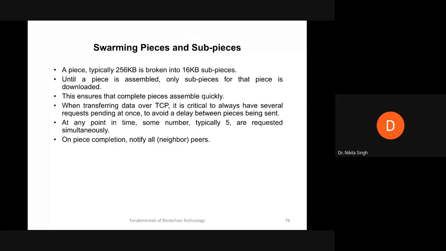And just to ensure a faster download, you can request up to 5 subpieces at any given time. Once a piece is completed, you can notify the peers that, okay, I have the complete piece now. I can share that piece with you all, all the peers who are part of your swarm. So this is pieces and subpieces.